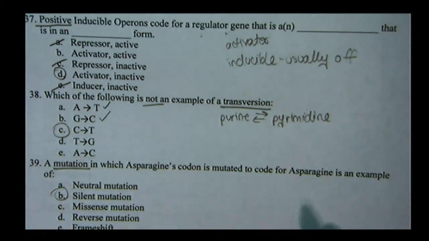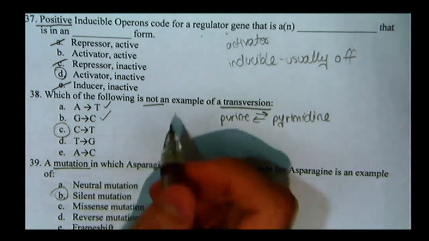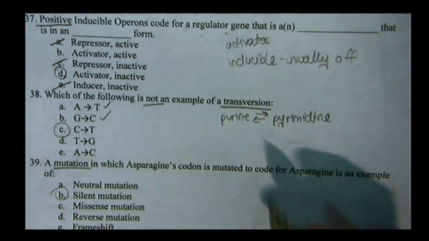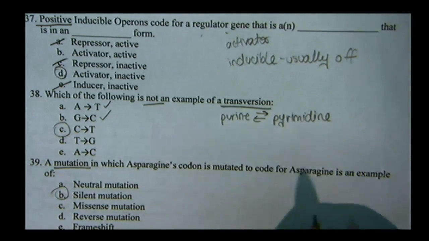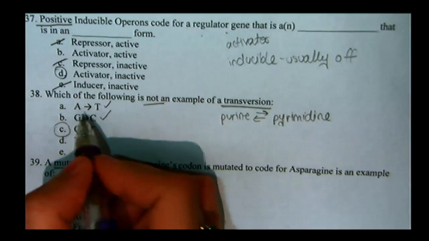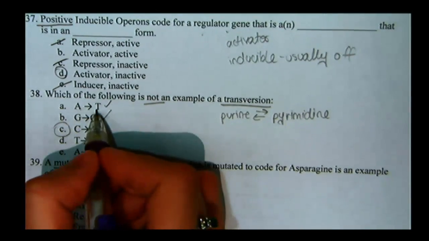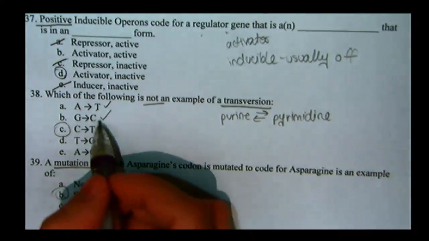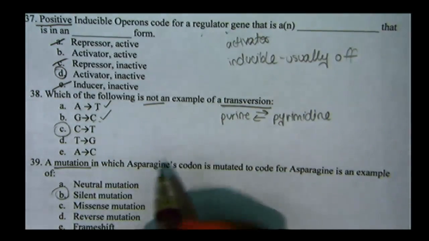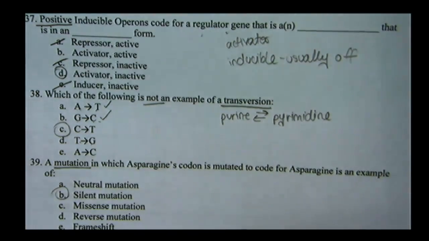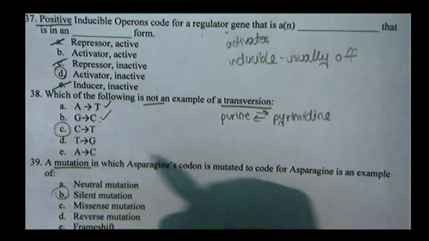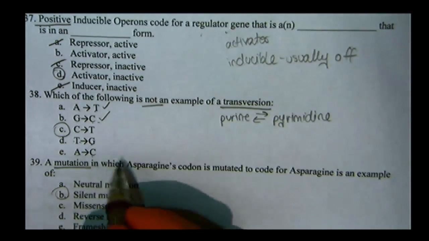An A to a T is a purine to a pyrimidine, so that is a transversion. A G to a C is a purine to a pyrimidine, that is a transversion. T to a G is a pyrimidine to a purine, transversion. A to C, purine to a pyrimidine. So the only example of this is C to T. Remember cut pi? Both of these are pyrimidines. So it will not be a transversion, but a transition.